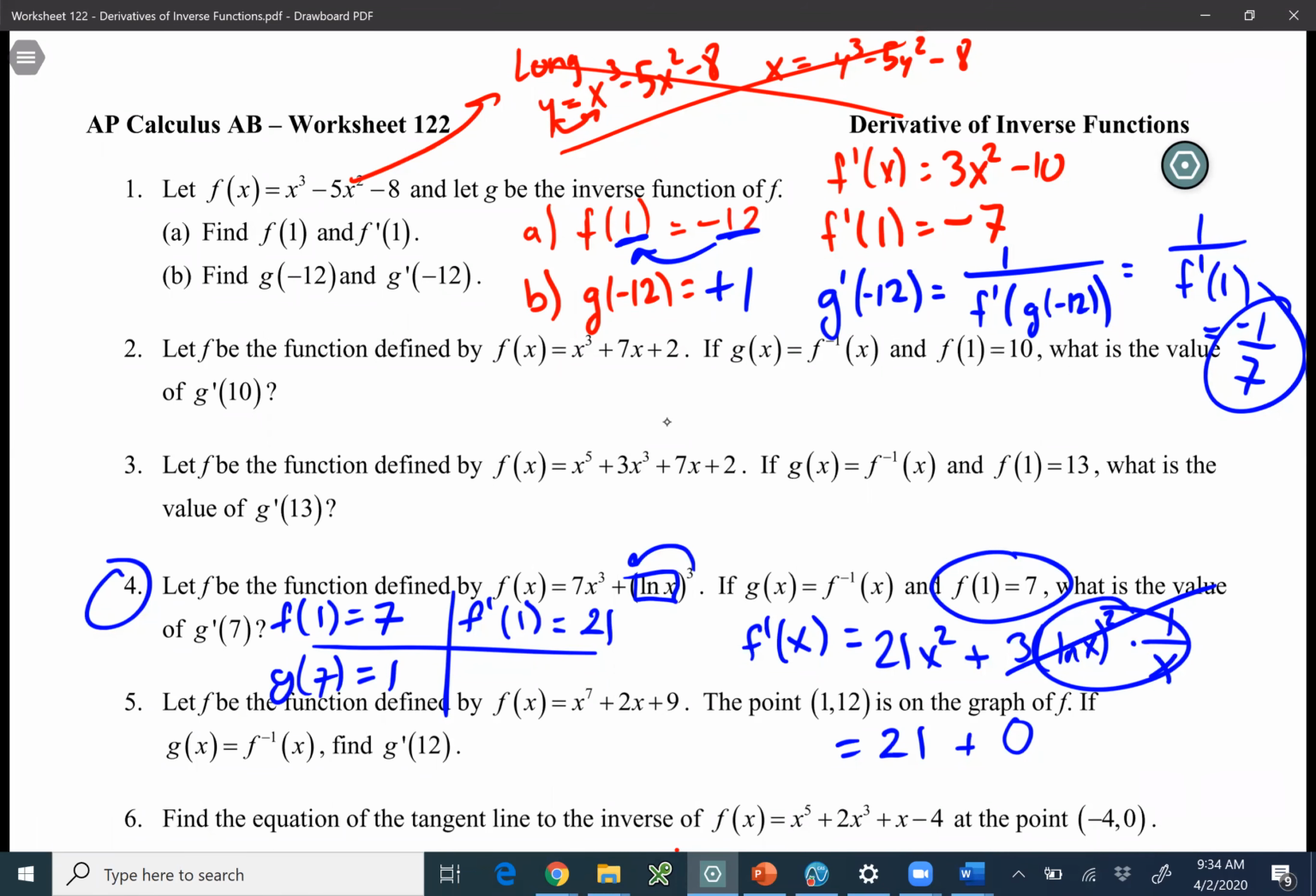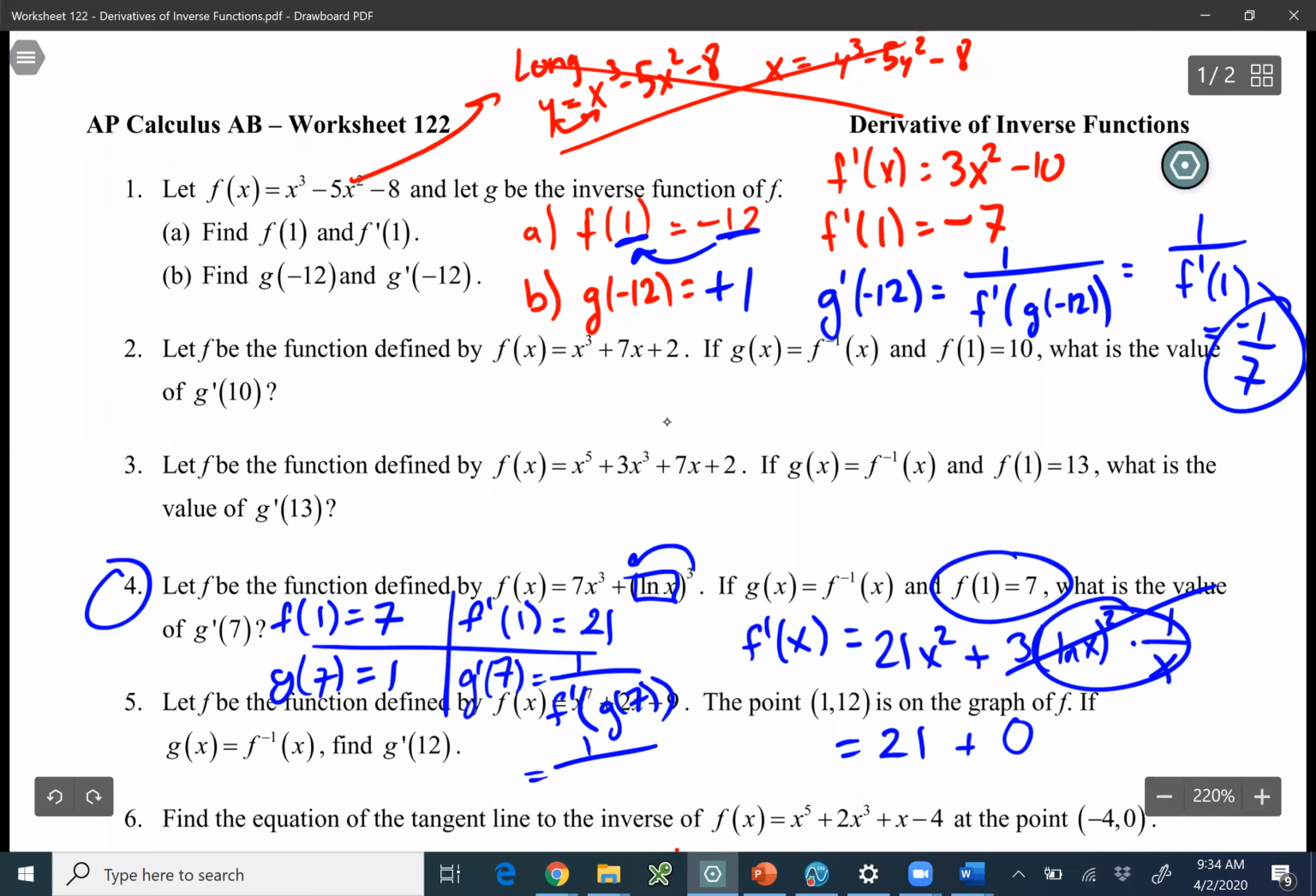And then for g prime of 7, it's just 1 over f prime of g of 7, which is 1 over f prime of 1, right? Because g of 7 was 1, so that's 1 over 21. And when you get good at these, you'll realize the pattern is just, hey, it's just 1 over that guy.